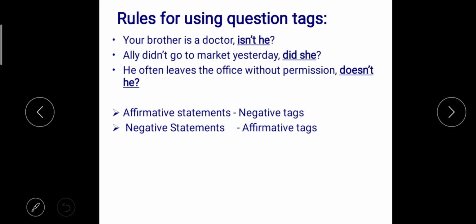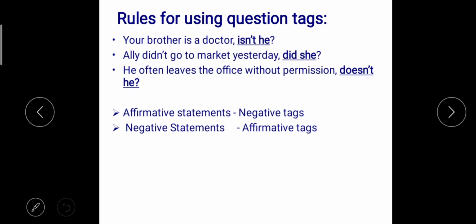So look at the first one. Your brother is a doctor, isn't he? Ellie didn't go to market yesterday, did she? He often leaves the office without permission, doesn't he? All the question tags are in bold, as you have noticed here. And look at the first rule. The very first rule is: affirmative statements, negative tags. Positive statements, negative tags. Negative statements, positive tags.